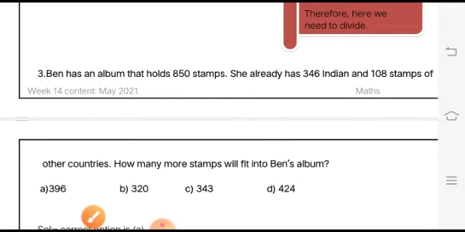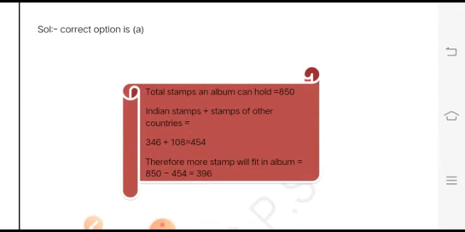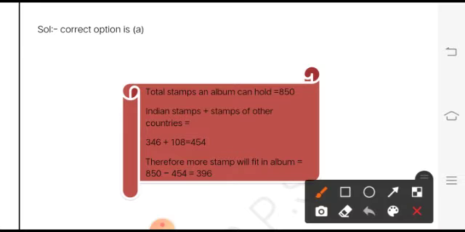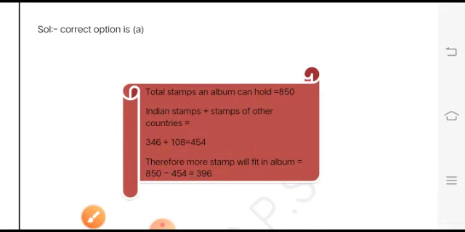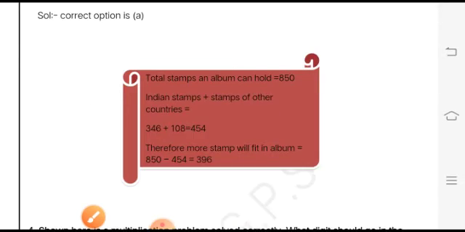Next question is, Ben has an album that holds 850 stamps. He already has 346 Indian and 108 stamps of other countries. How many more stamps will fit into Ben's album? First of all, we will calculate how many are already fitted there. That means we will count the number of stamps that are already there. That is 454, and it is subtracted from the total number of stamps that can be fitted into the album, and the difference we get is 396. So option A is correct.